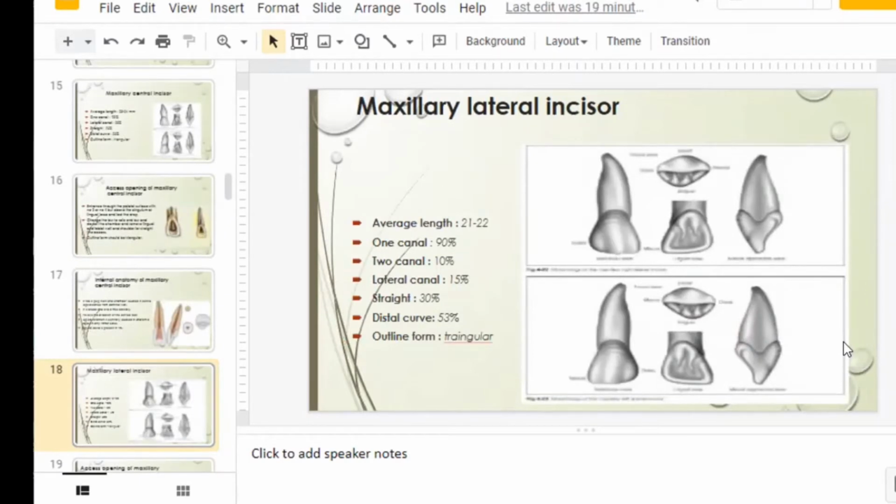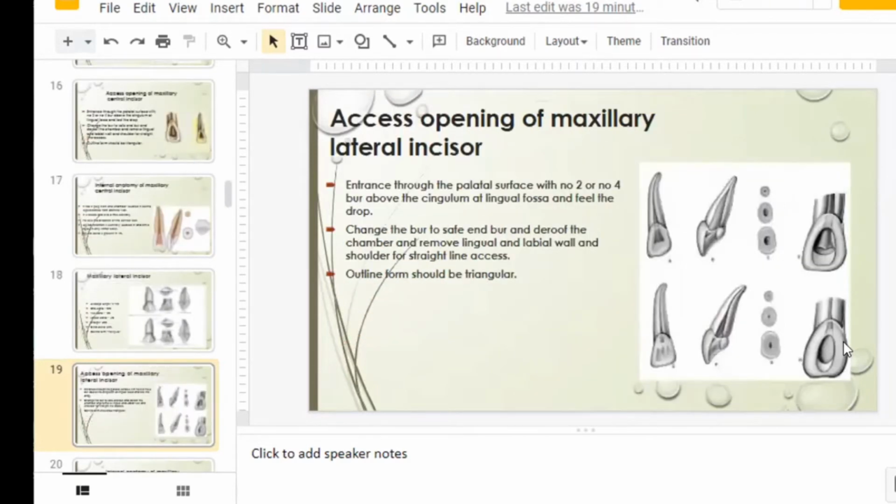For lateral incisors, the average length is 21 to 22. One canal is 90%. A second canal is very rare. Again, the outline form is triangular. Same: take the number 2 round bur till you get the drop. Once you get the drop, change to the number 4 round bur. Then with the safe-end bur, make a small triangular or ovoid shape. Once that shape is achieved, take the DG16 probe and check the drop where you got it at the floor level. Can you see the orifice or not?